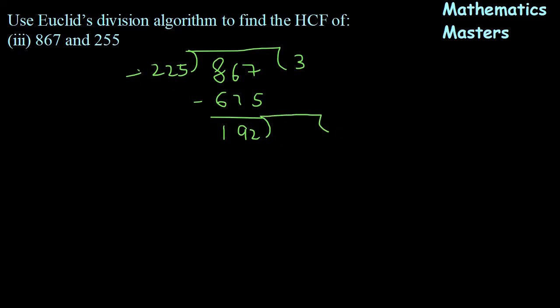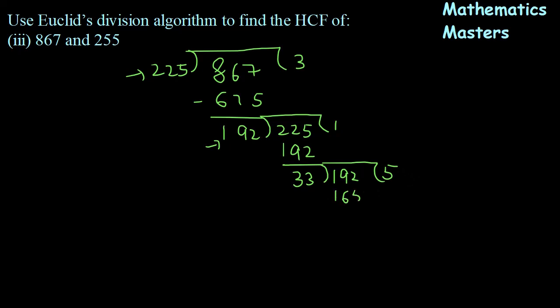Now the previous divisor will become the dividend. 225 divided by 192, 192 times 1, and the remainder that we have is 33. So we divide again the previous divisor 192 by 33, the remainder. 33 times 5 is 165 and our remainder is 27.